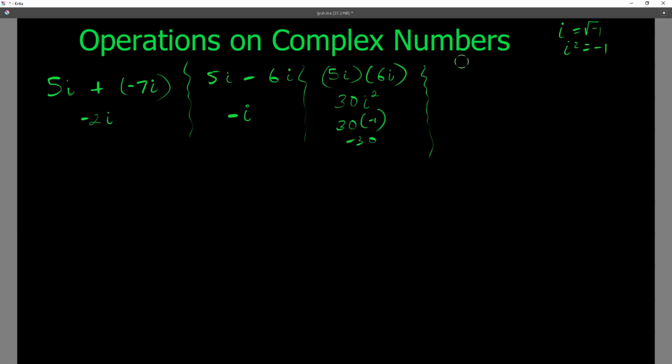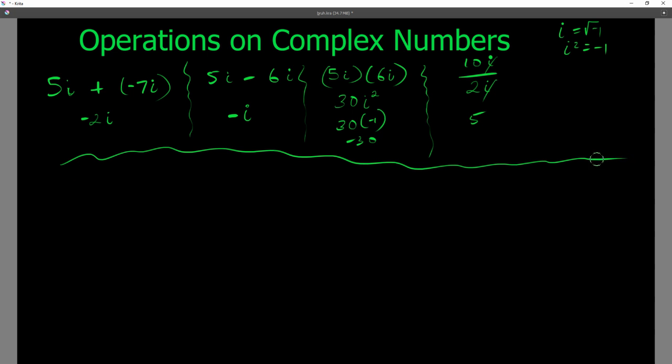If you have division, which we won't deal with too much, so you have like 10i divided by 2i. The i's can cancel each other, which gives you 10 over 2, which is 5. Okay, so that's imaginary numbers.